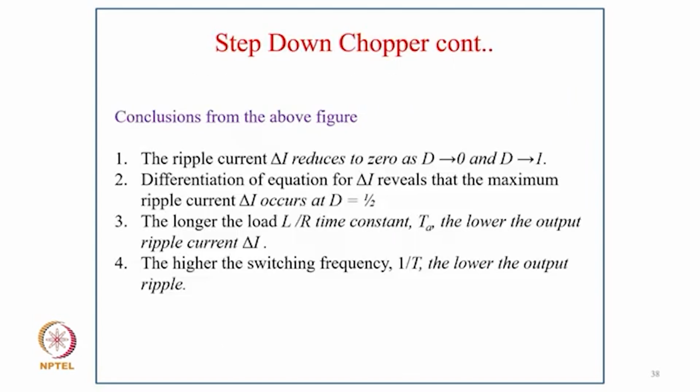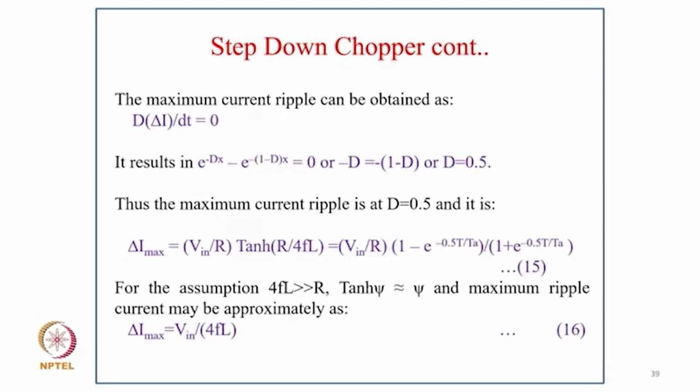So the conclusion from this figure is the ripple current reduces to 0 as D goes to 0 and D goes to 1, and differentiation of the equation of delta I reveals that the maximum ripple current occurs at D equal to 0.5. The longer the load time constant TA, L upon R, the lower will be the output ripple current, because the stored energy in the inductor will be high, and the higher the switching frequency 1 upon T, the lower will be your output ripple current. So now for the maximum ripple current relation, we can take the derivative of this ripple current with respect to D. It results in e to power minus DX minus e to power minus (1 minus D) X into X equal to 0, or minus D equal to minus (1 minus D), or D equal to 0.5.